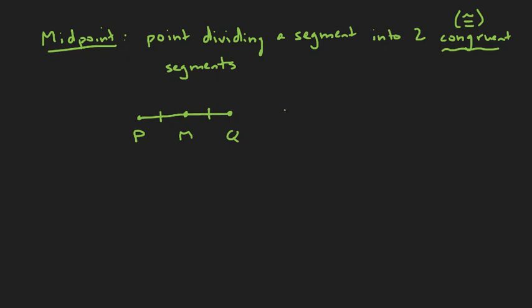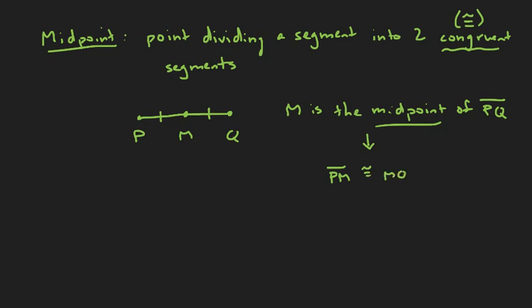So we would say here that M is the midpoint of segment PQ. And if M is the midpoint of segment PQ, then that means that it splits it into two congruent segments. Segment PM is going to be congruent to segment MQ. And knowing what congruent segments are, that means that the length of PM is equal to the length of MQ.